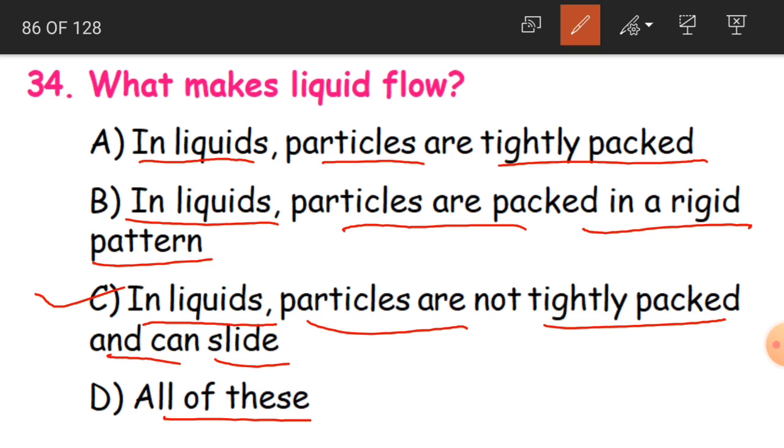We have learnt that the small particles, which we call molecules and atoms, are not tightly packed in liquids. They are not very close together, so that is why they can move a little freely.